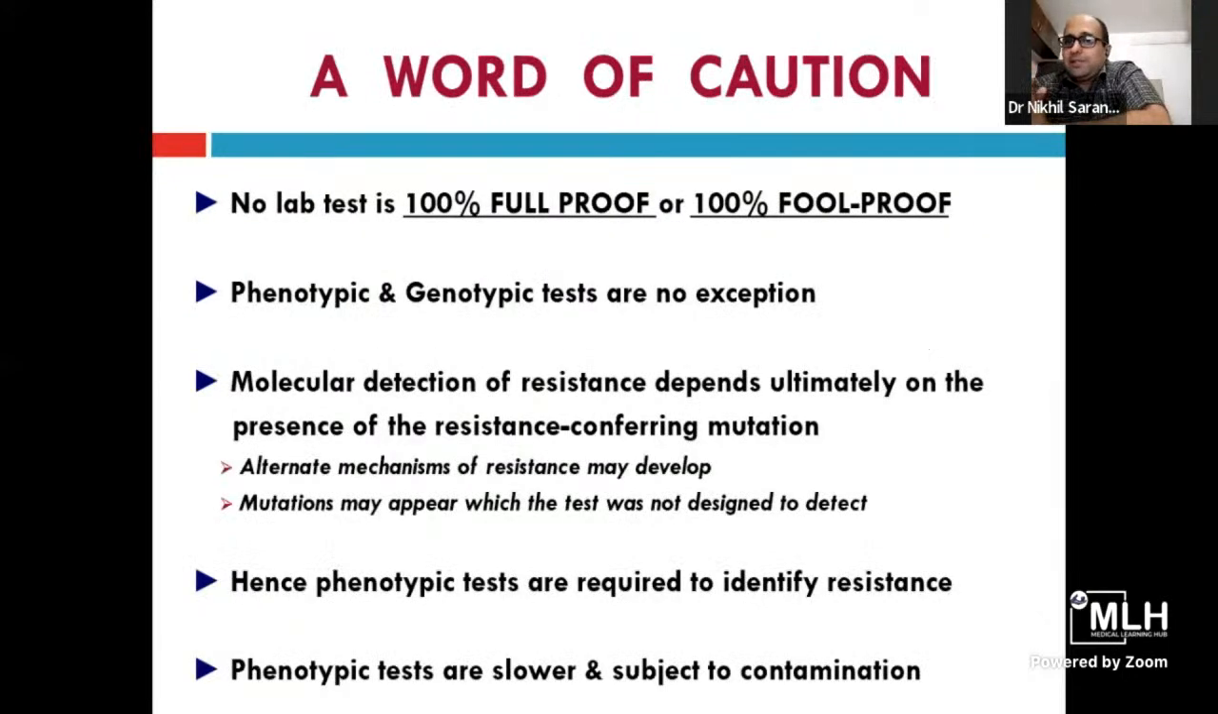I want to tell you, friends, a word of caution. No lab test is 100% foolproof. And your phenotypic tests, such as your culture, and your genotypic tests, like your GeneXpert and line probe assay, are no exception to this rule. Keep in mind that when you're going by genotypic tests, you are ultimately detecting the resistance molecularly, and ultimately that may or may not be there, all said and done. Therefore, you require phenotypic tests like culture to identify resistance. But again, your culture and DST is time consuming and expensive. Next.